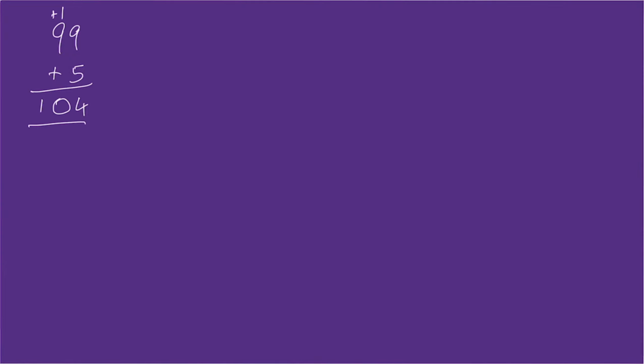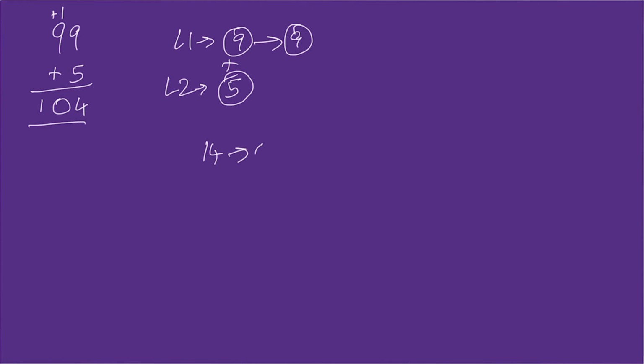Now how will this work? So our first linked list will be 9 and 9. And our second linked list will be just the node 5. We have 9 plus 5, which is 14. We find the remainder when dividing by 10, which gives us 4, and we store that in our node. And then we have plus 1 as the carryover.